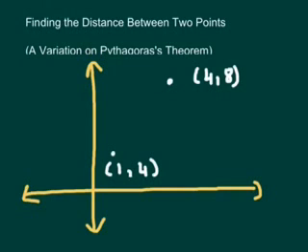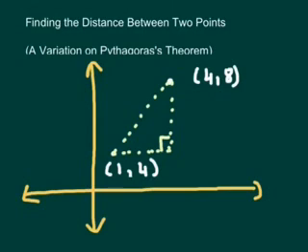Let's say I'm looking at these 2 points on the number plane, (1, 4) and (4, 8). Well, what I can do is form a right angle triangle between those 2 points, like so. There's my right angle there.